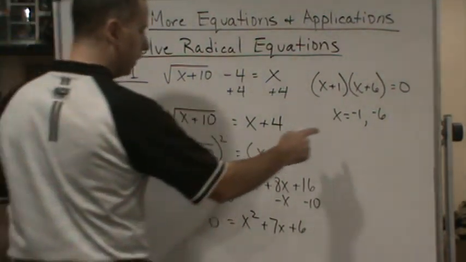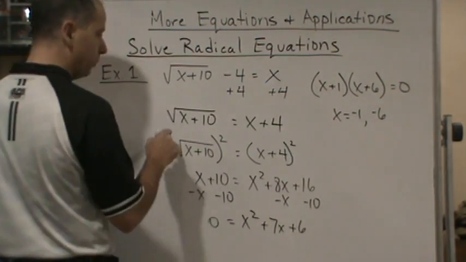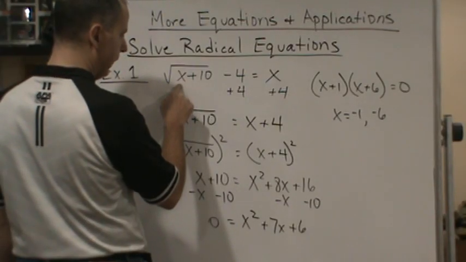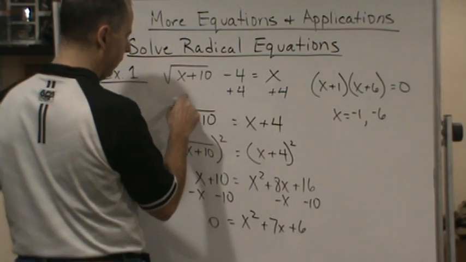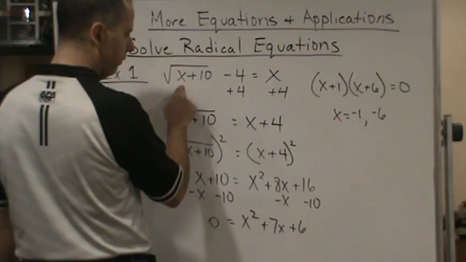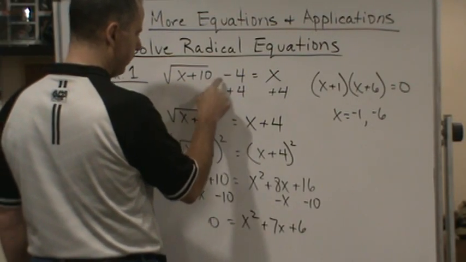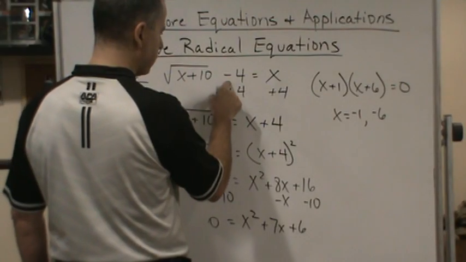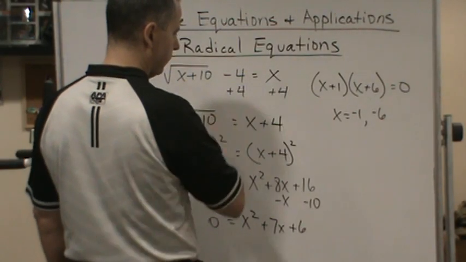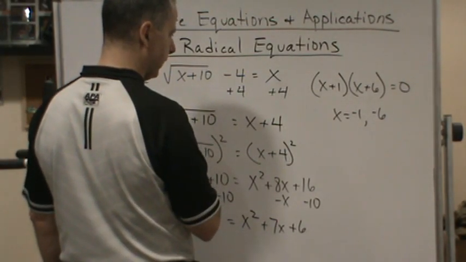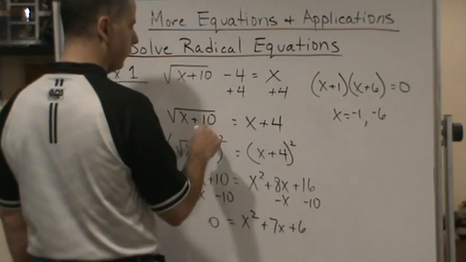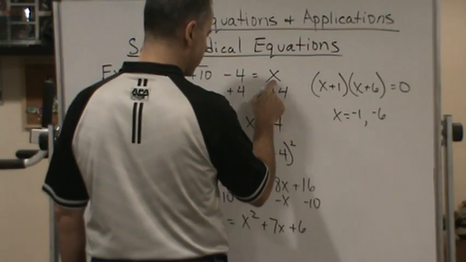And again, plug these values back in here. If we plug in -1, do we have any issues? Okay, well, if we plug in -1, we get the square root of 9, which is 3. 3 minus 4 is -1. So that gives us -1 equal to -1. That's fine. So now if we plug in -6, we get -6 here.